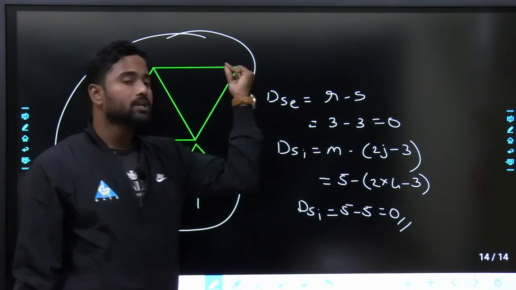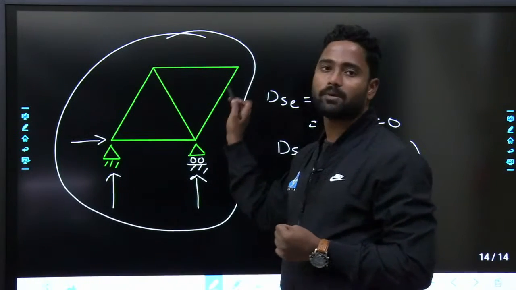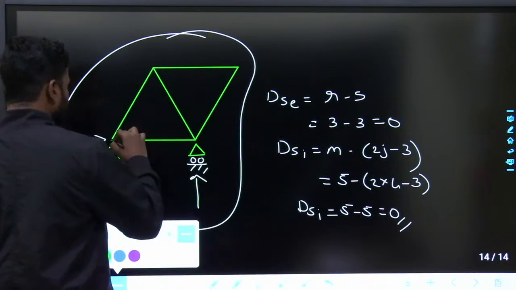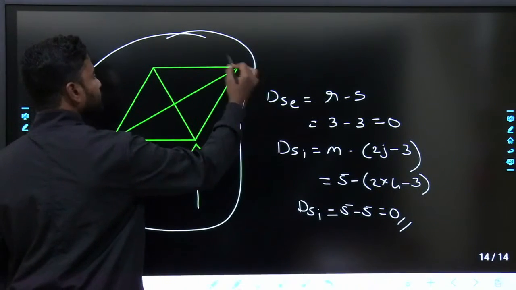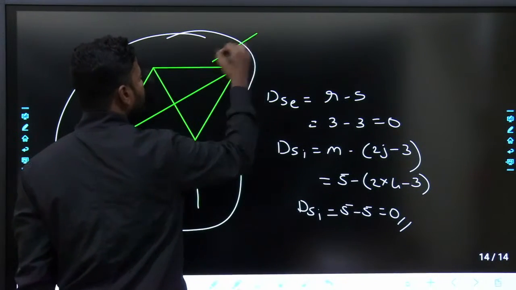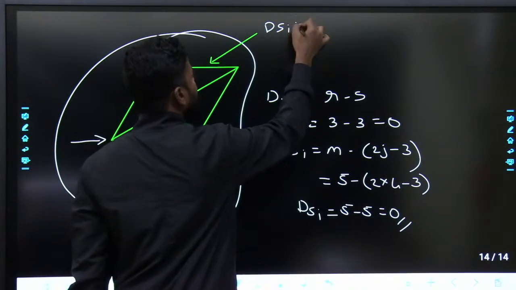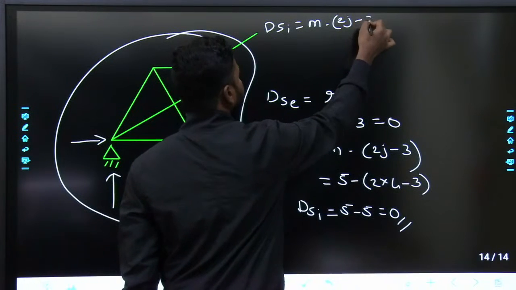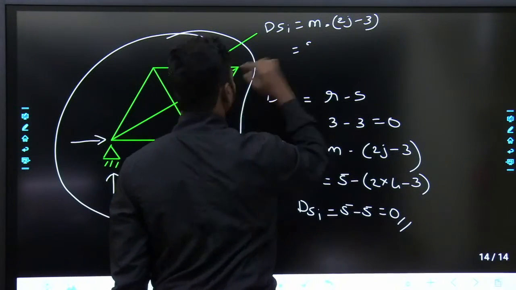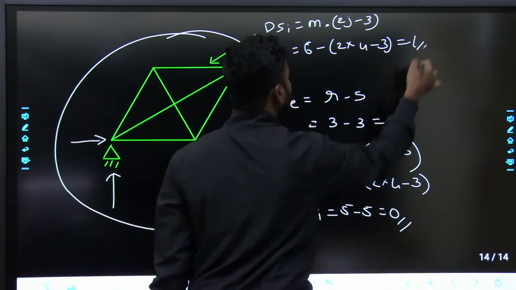Why? Because at this joint you have added 2 members. Fine. So at each and every joint you can calculate 2 forces. That means force in this member and force in this member can be calculated. But if I add one more member like this, let us say, now it will be internally indeterminate. If I have to calculate internal indeterminacy for this, dsi is equal to m minus of 2j minus 3. Number of members is equal to 1, 2, 3, 4, 5, 6. Number of joints is equal to 4, 2 into 4 minus 3. So dsi is equal to 1.